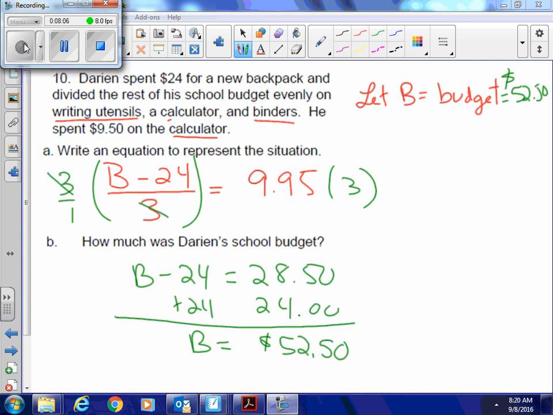I don't think I finished showing you this problem. Our equation was the budget minus $24 for the backpack. We're dividing all of what's left over evenly by the 3 items that were purchased. By the way, those 3 items were $9.95 each. And to get B alone, we multiply both sides by 3. When I do, I get B minus 24 on this side. Those cancel. And 28.50. Now to get B alone, we can add 24 to both sides, and we discover our budget was 52.50. Don't forget your units.